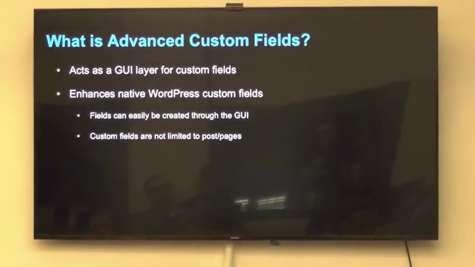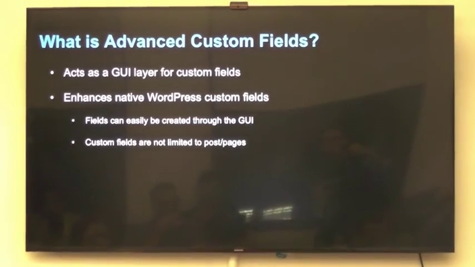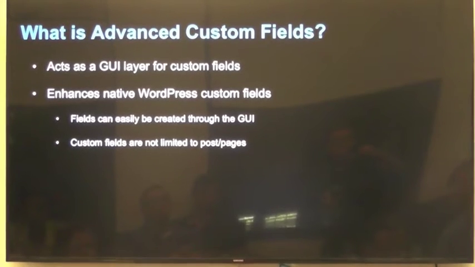So, let's start off with the basics. What is Advanced Custom Fields? Advanced Custom Fields is a WordPress plugin that acts as a GUI layer for custom fields. And let's break that down. GUI, for those of you who are less tech savvy, stands for graphical user interface, which is just a fancy way of saying it's a visual interface for the plugin as opposed to code or text.